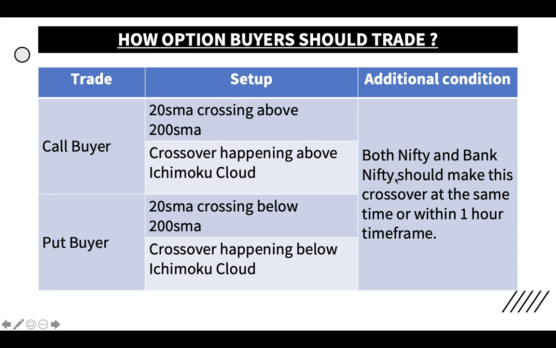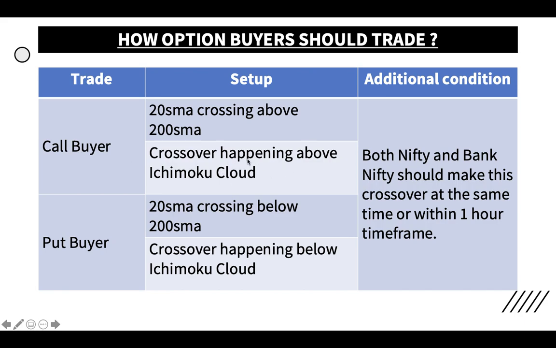Both Nifty and Bank Nifty should give a crossover of 20 simple moving average to 200 simple moving average in the 2 minute chart. It's not days. 20 day simple moving average is not that. 20 simple moving average in the 2 minute chart. So both Nifty and Bank Nifty should give a buy signal, then look for the buying opportunity in the call options.